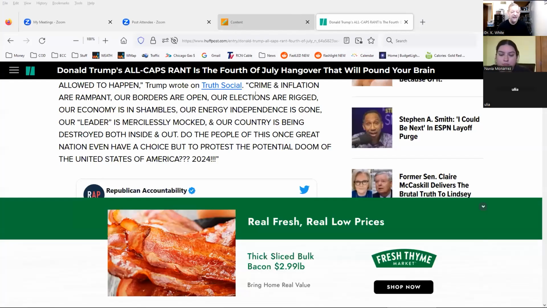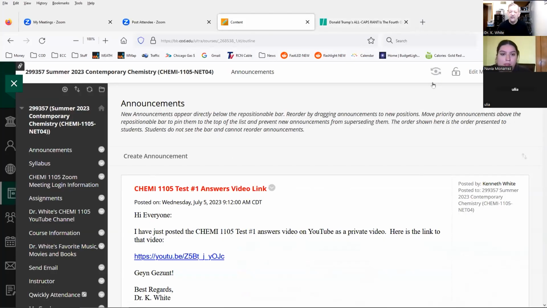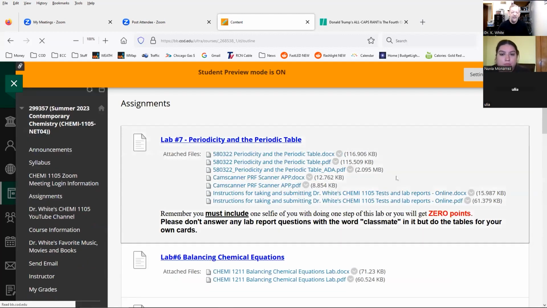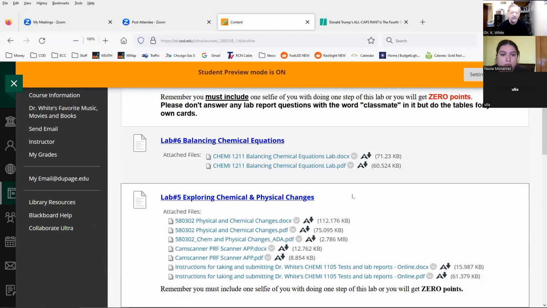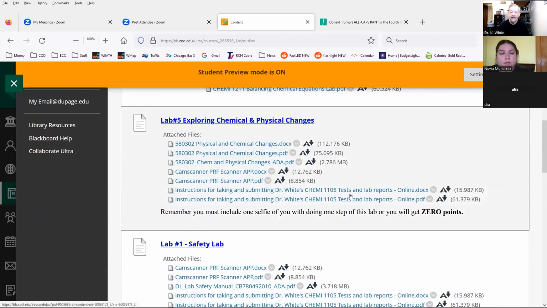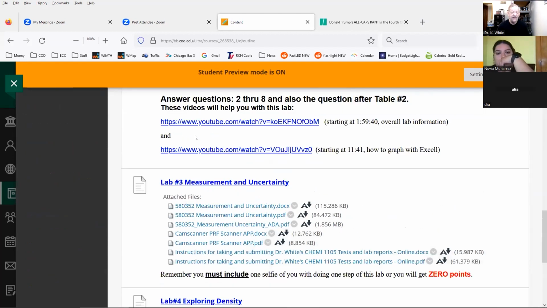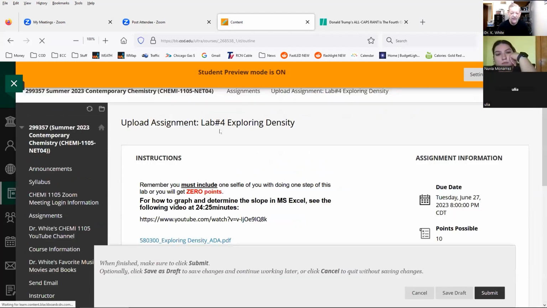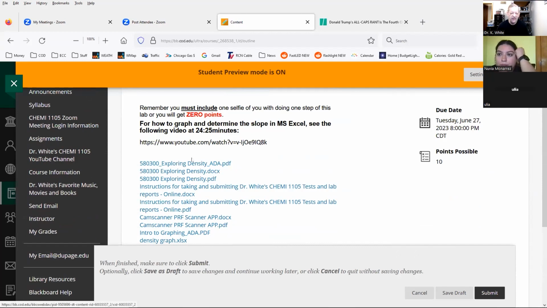All right, let's talk about some important things. I'm going to go to student view, then go to assignments. Something I learned the other day from talking to a student: let's look at Exploring Density. Make sure you click on the title to open it up so you can see all the instructions. If you don't click on the lab title in assignments, you'll miss some of the instructions.